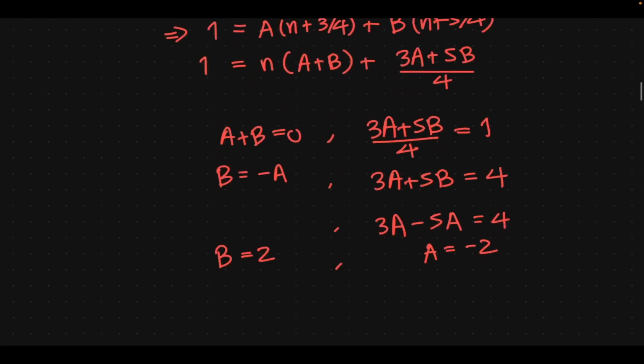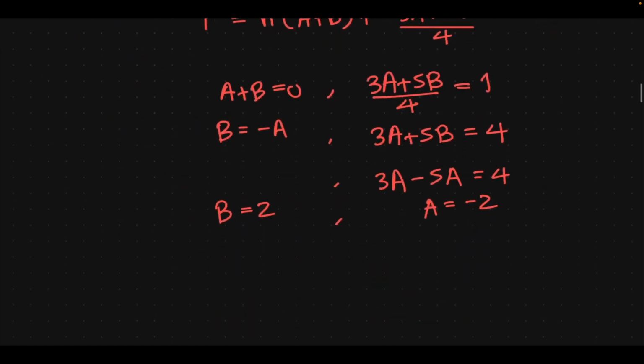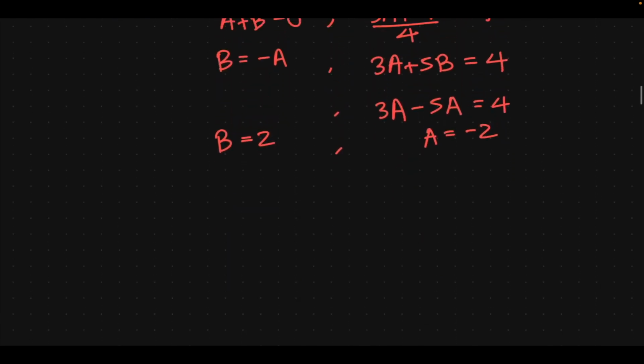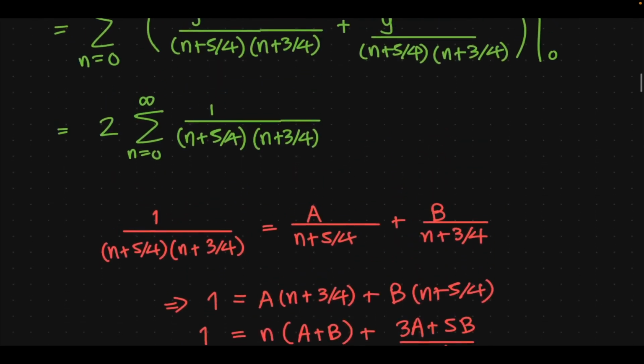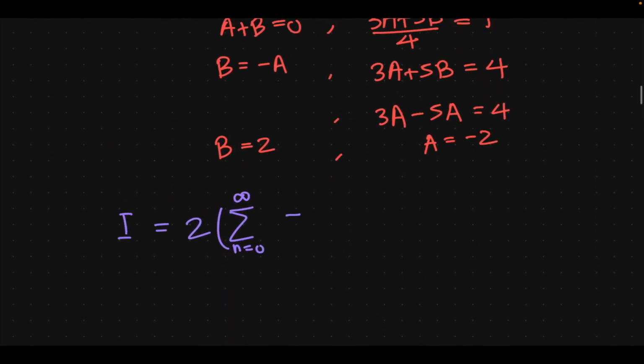Okay, perfect. We know the coefficients. We can split our infinite sum the way we want after choosing yet another color. So I, which was now this infinite sum, it's 2 times the sum. You have two sums from 0 to infinity of a over n plus 5 by 4, it's minus 2 over n plus 5 by 4, and b, which is 2 over n plus 3 by 4. I should have probably bracketed this better. So I need another bracket here for the sum.